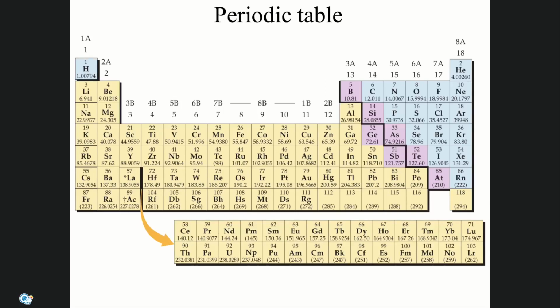If we know the atomic masses of the component atoms, we can calculate the mass of a molecule. The molecular mass is the sum of atomic masses in the molecule. For example, the molecular mass of water is 2 plus 16, which is approximately 18.